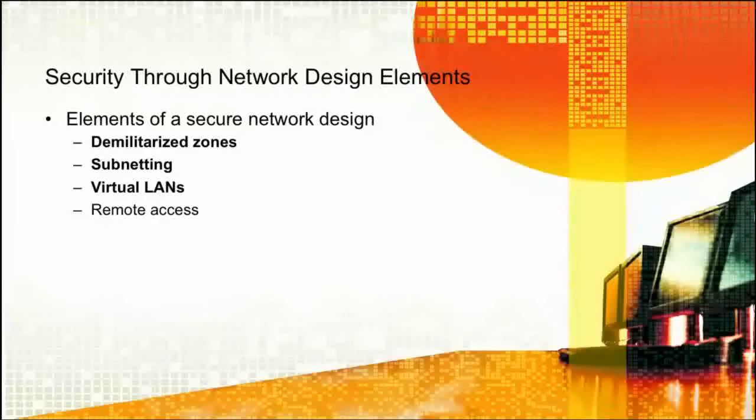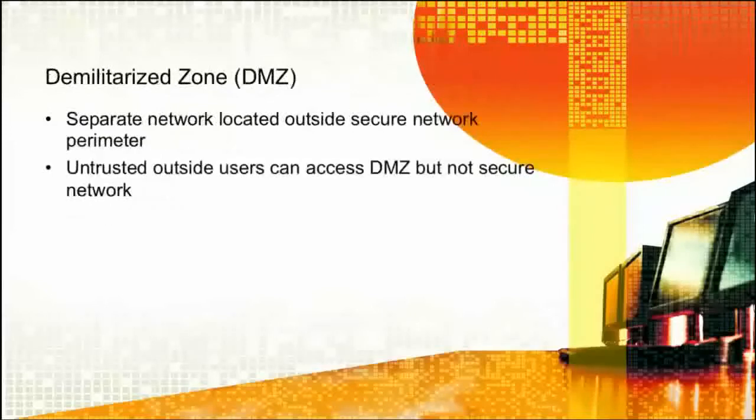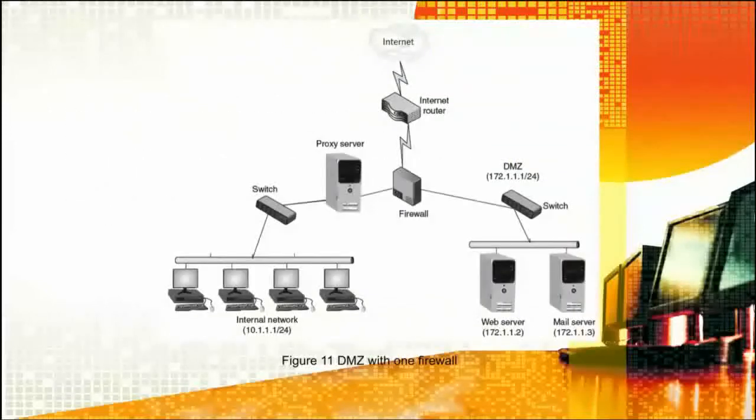Some of the basic elements of secure network design will include demilitarized zones or DMZs, subnetting, virtual LANs or VLANs, and remote access configuration. A DMZ is a separate network located outside the secure and trusted production network. Untrusted outside users can access services in the DMZ, but not the internal secure network.